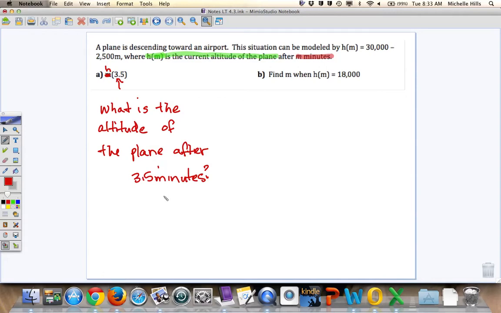What did it give you? Hey, it told me it was 3.5 minutes. What's it asking? Then what's the altitude of the plane? Have those two parts together. So what is the altitude of the plane after 3.5 minutes?